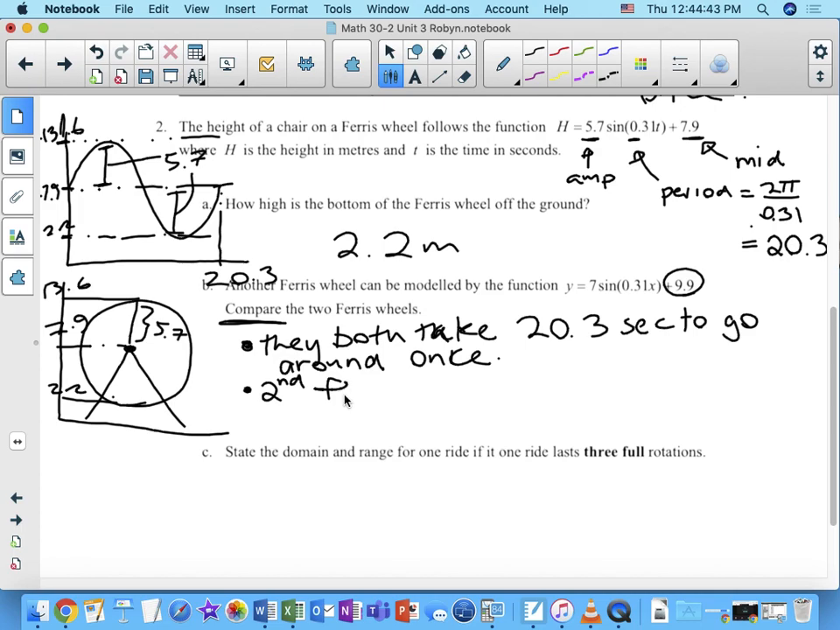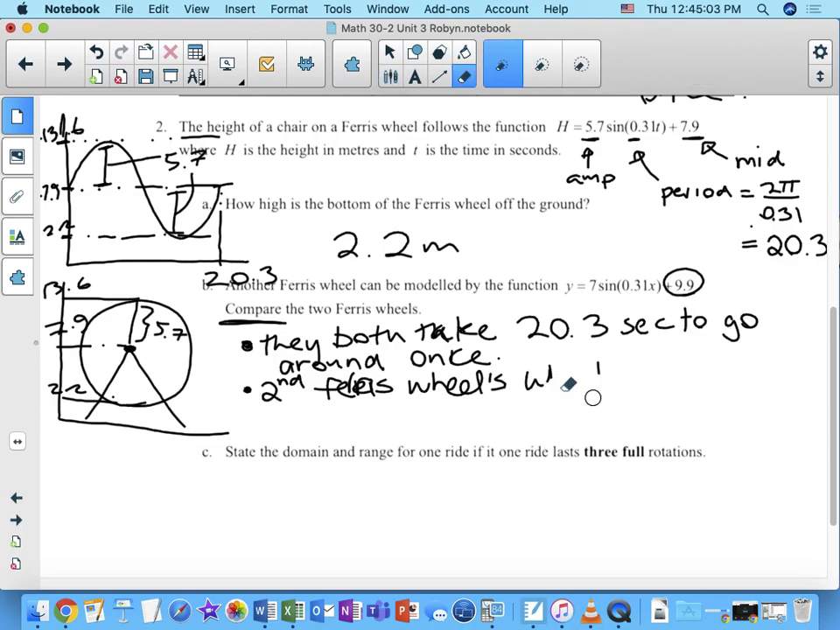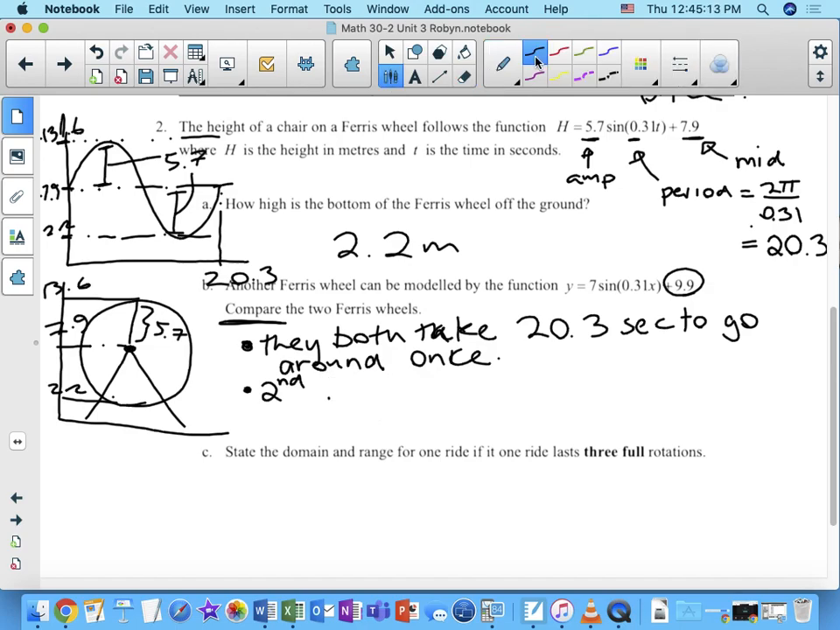So the second Ferris wheel's wheel, how do I spell it? 2 R's. Wheels, wheel, or I should have, you know what, I'm going to say this differently. I'm trying to think of how I'm going to construct this English sentence. I'm doing some English editing. This is how I'll say it. The second wheel's center, that's better, is 2 meters higher.